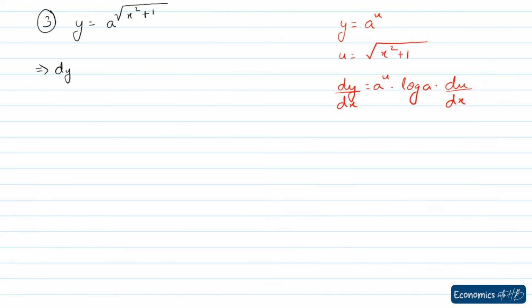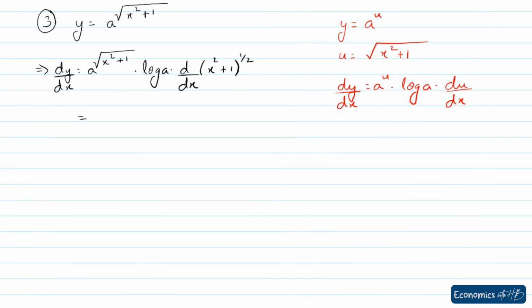So, when we differentiate here, we get dy by dx is equal to a to the power u as it is, that is a to the power under root of x square plus 1 into log a into d by dx of u, that is d by dx of x square plus 1 raised to the power 1 by 2. Under root of x square plus 1 can be written as x square plus 1 raised to the power 1 by 2. This you know.